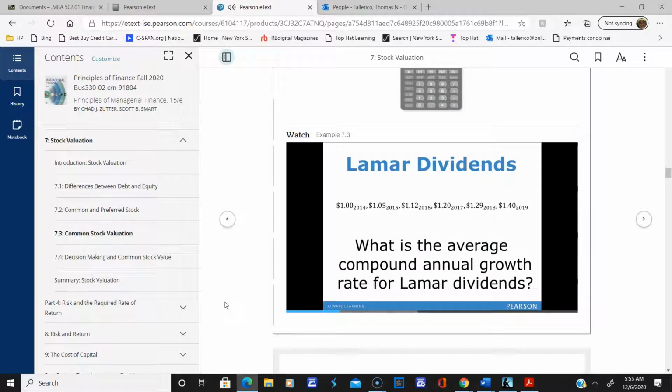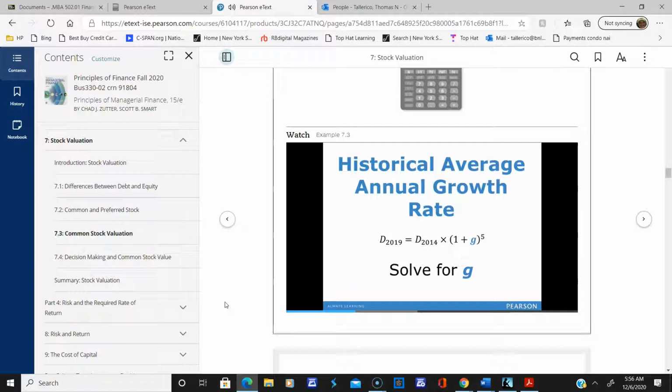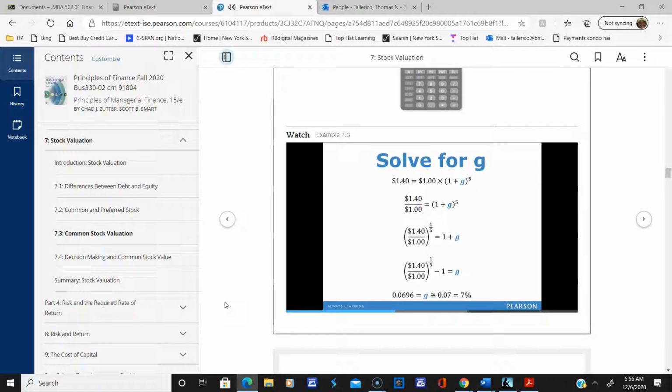In this example, we have a series of dividend payments made by the Lamar Company starting in 2014 and going through 2019. By comparing the dividend paid in 2014 to the one paid in 2019, we can calculate the average compound annual growth rate in Lamar's dividends over this period. Just express the 2019 dividend as the product of the 2014 dividend times 1 plus the growth rate raised to the fifth power. The 2019 dividend is $1.40. That must equal the 2014 dividend of $1 times 1 plus the growth rate raised to the fifth power. All that remains is to solve for G.